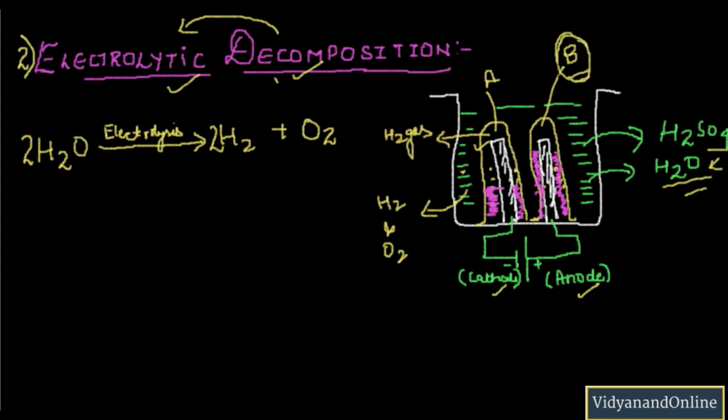Now when you bring the burning candle near the mouth of test tube B, the candle starts burning very rapidly. This means that the gas in this test tube supports combustion, and we know that the gas which supports combustion is oxygen. So in test tube A we have hydrogen gas, and its volume is double that of the gas in test tube B. That is why we say that the ratio of hydrogen and oxygen collected during the electrolysis of water is 2:1. This is one of the most important questions which can be asked in the exam.